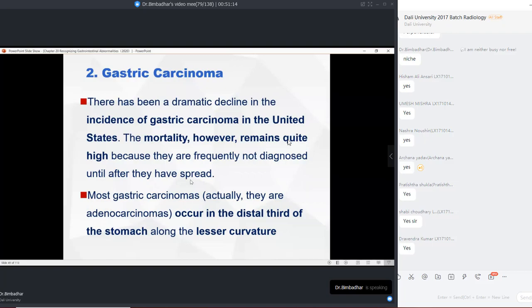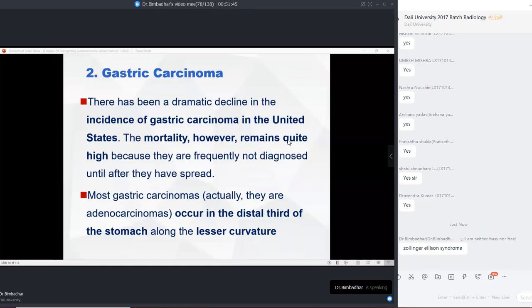What happens is that there will be increased production of gastrin, which activates the parietal cells, and the parietal cells activate HCl, and HCl is what causes this erosion. We call this kind of condition Zollinger-Ellison syndrome. Have you heard this term before?